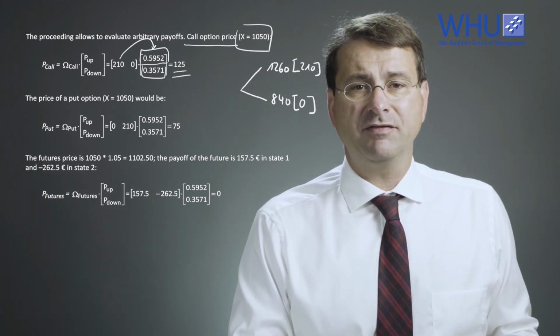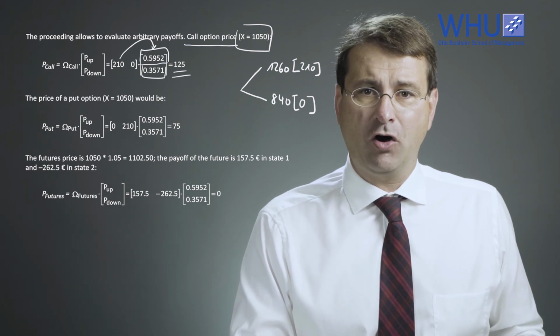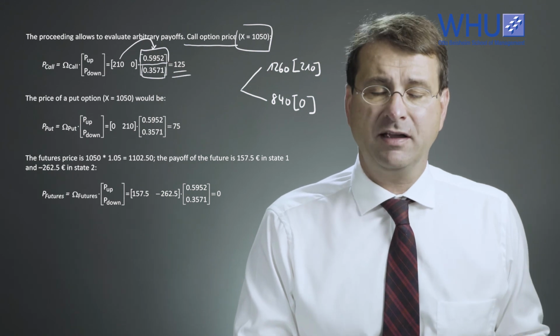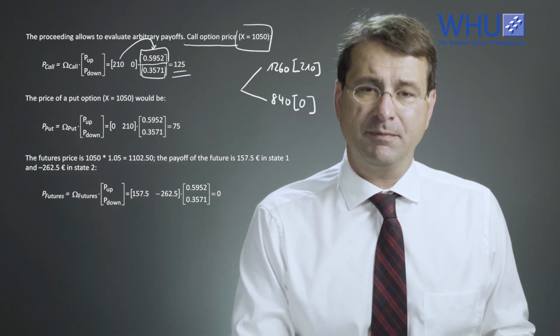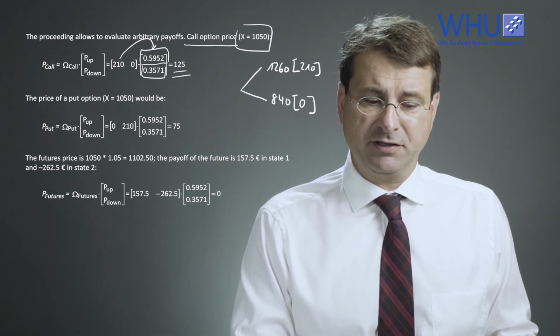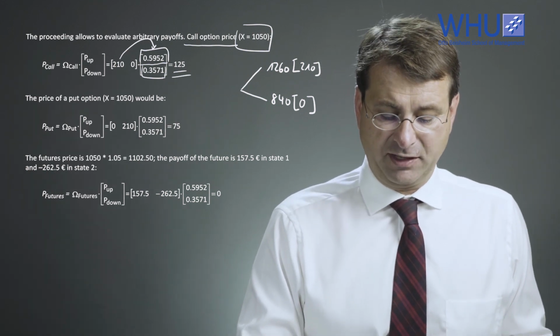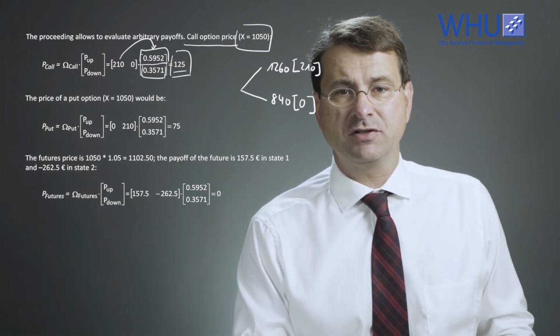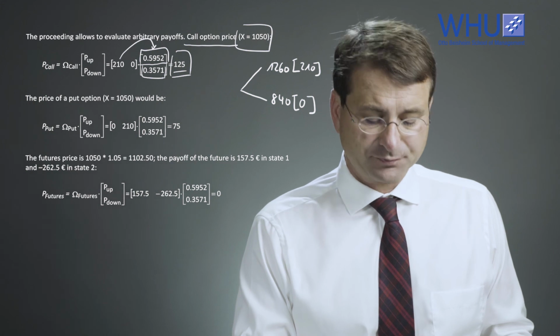And that gives us the value of a call option, because a call option is a combination, obviously, of 210 pure securities in the upstate. And the value of 210 upstate pure securities is 59 cents times 210, which sums up to 125. The value of the call option is accordingly 125.